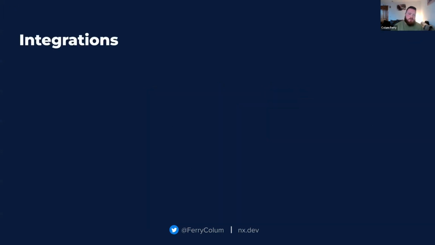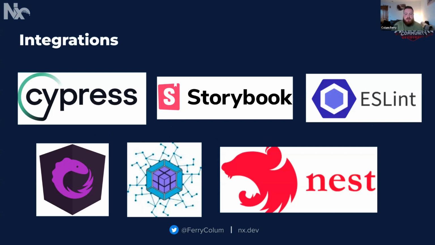But what else? Well, one of the biggest benefits and most power that you can get from NX is the fact that it has a lot of integrations. And what I have here is just a handful of them. So we've got Cypress for both end-to-end testing and component testing. We've got Storybook, we've got ESLint, NGRX, Module Federation, Nest. We also have things like Tailwind, or if you were to install an alt plugin, Vite, React Native, things like that.